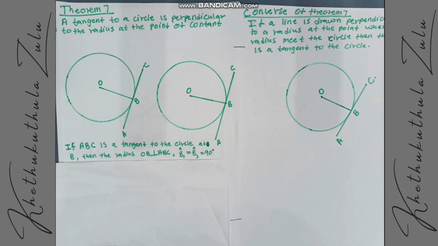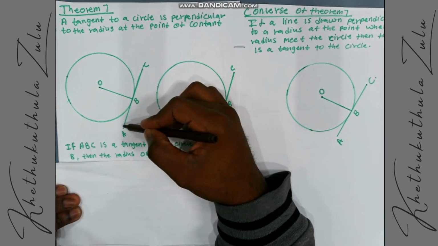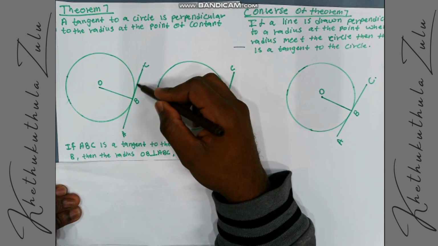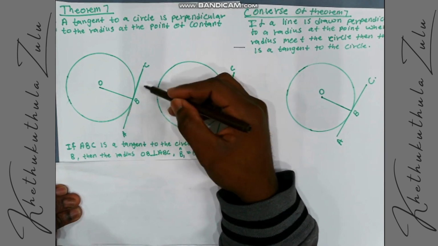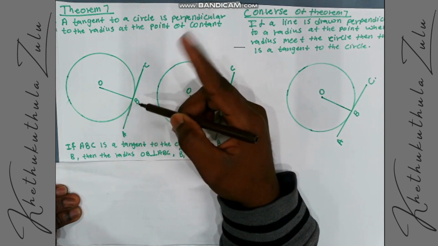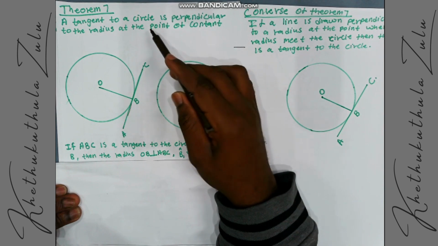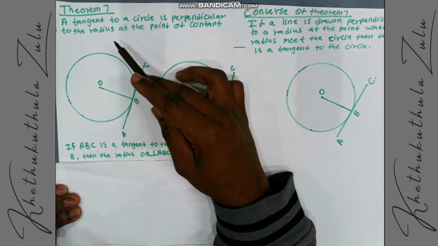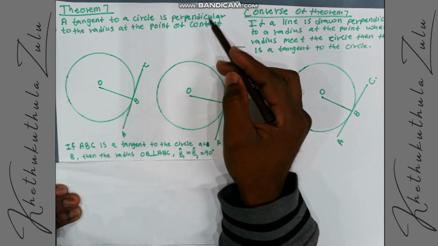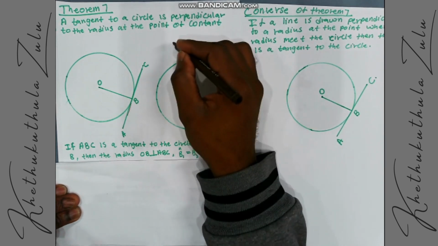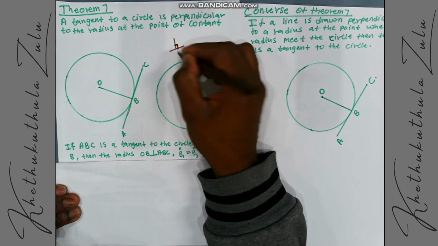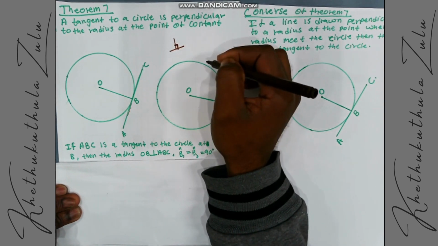What does this one say? It's saying a tangent to a circle. What is a tangent first? A tangent is a line that touches, it's either a graph or a circle or anything, but it touches it once. That is a tangent. So a tangent to a circle is perpendicular. What does perpendicular mean? We have something that is 90 degrees. That's what perpendicular is. So a tangent to a circle is perpendicular to a radius.